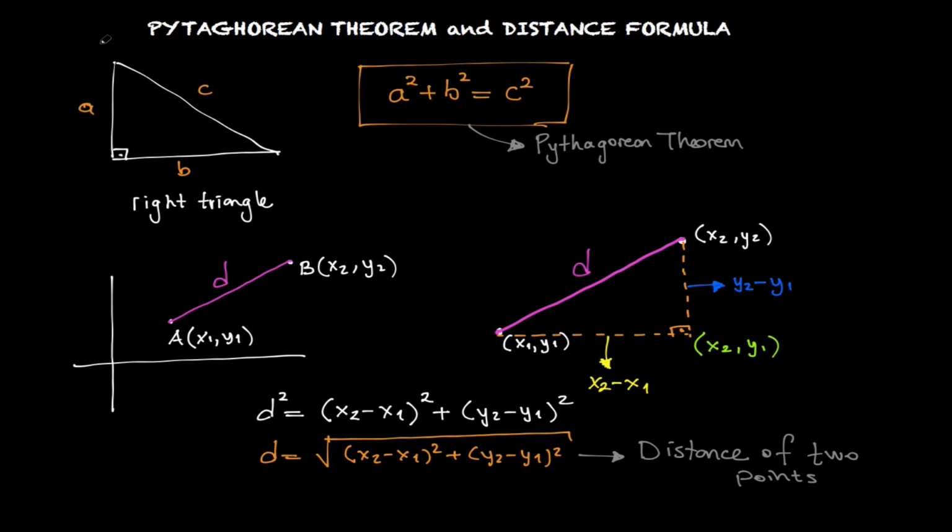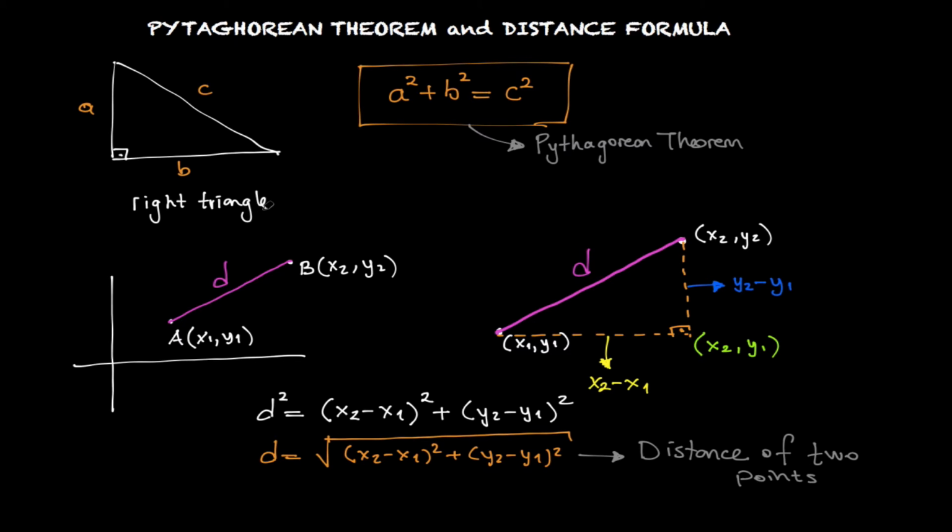Hi guys, let's talk about the Pythagorean theorem and the distance formula. The Pythagorean theorem is valid on a right triangle. So we have a right triangle here, with legs a and b and the hypotenuse c. The Pythagorean theorem says that c squared, the square of the hypotenuse, is equal to the sum of squares of the legs. So a squared plus b squared equals c squared.